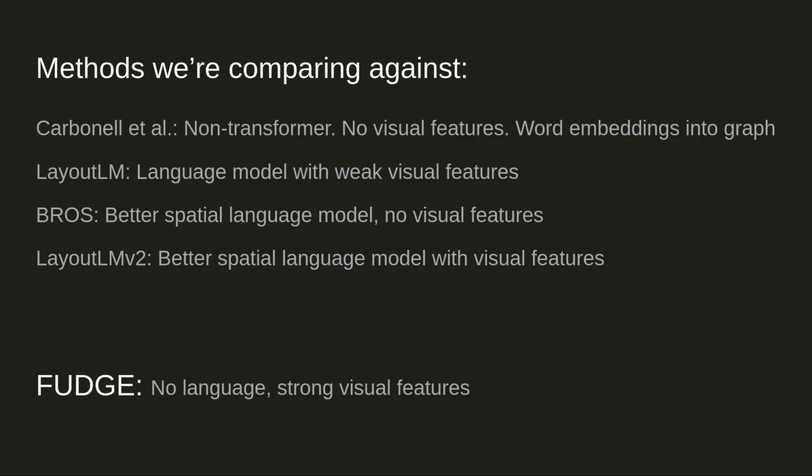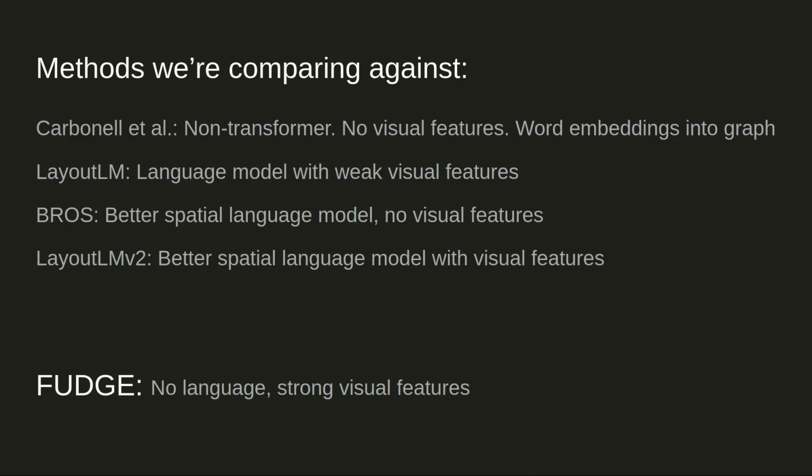We compare against 4 prior methods. Carbonell et al. is not a transformer model. Rather, they place the word embeddings along with spatial features into a graph and use a graph convolutional network. They use no visual features.